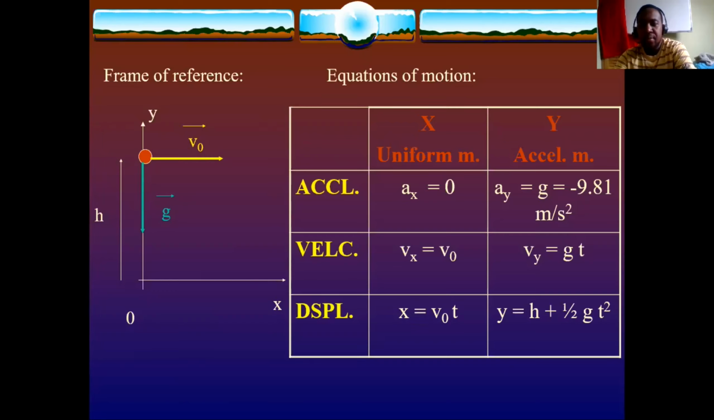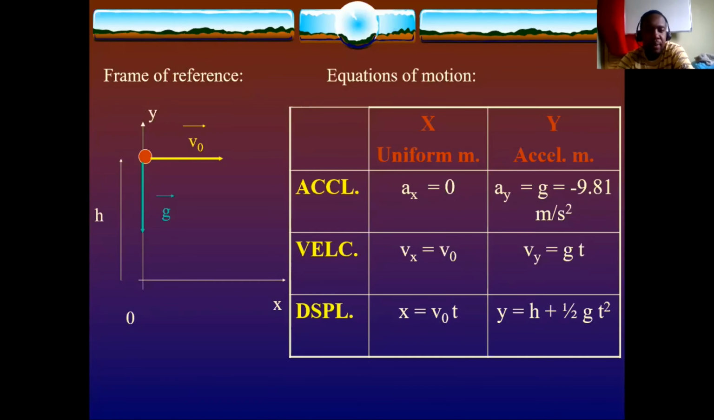And in the y plane, it would be g times t. And g times t is given because we know that acceleration is equal to velocity over time. Right? So therefore, v in y would be g times the time. So at each time, the y velocity will change. Right? And then the displacement.